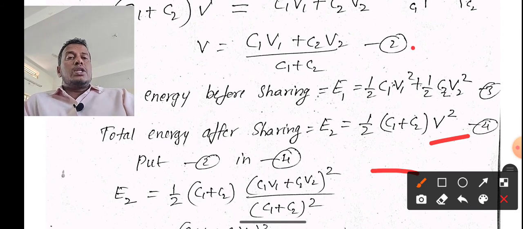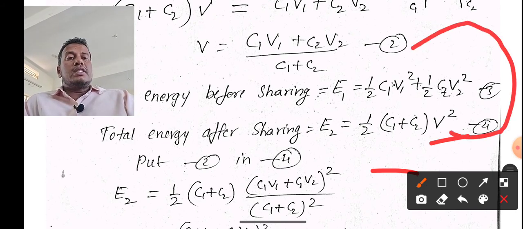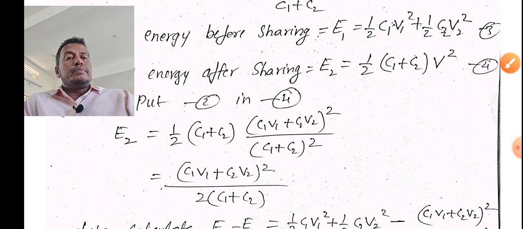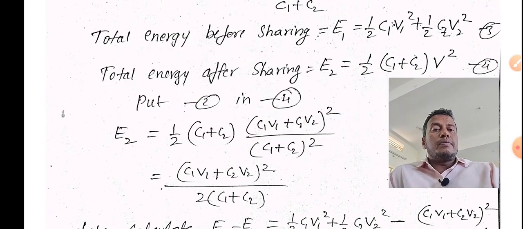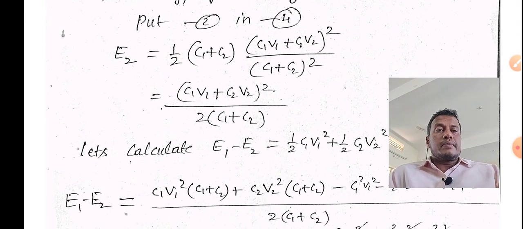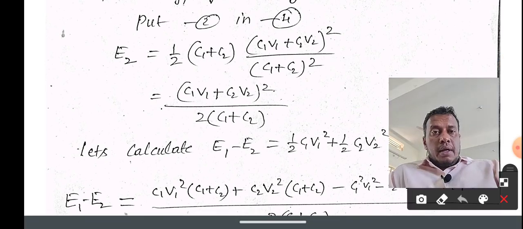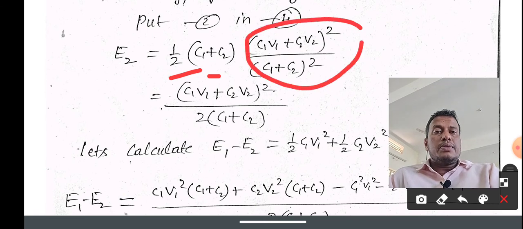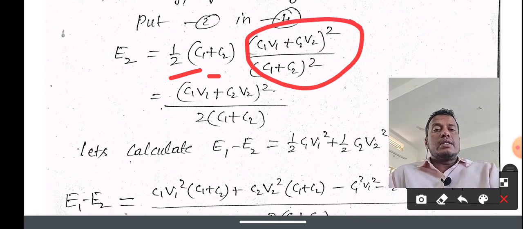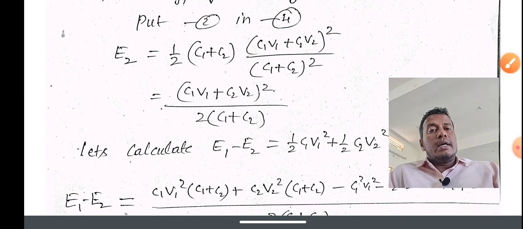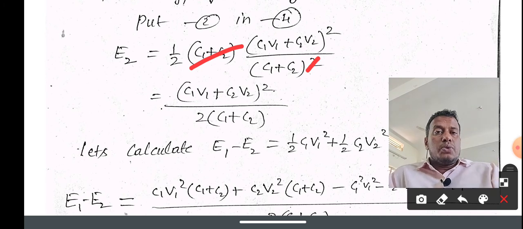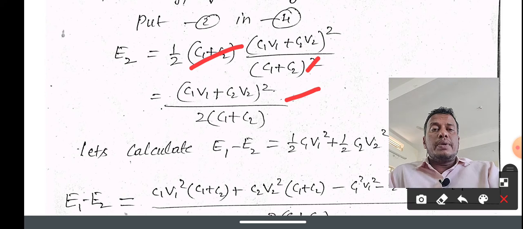So, this equation 2 is put in this equation 4, that is, in place of V, we get the value E2 is equal to half into C1 plus C2, into C1 V1 plus C2 V2 whole square, divided by C1 plus C2 whole square. In this equation, C1 plus C2 and the power is cancelled. So, remaining, the energy E2 is C1 V1 plus C2 V2 whole square, divided by 2 into C1 plus C2.